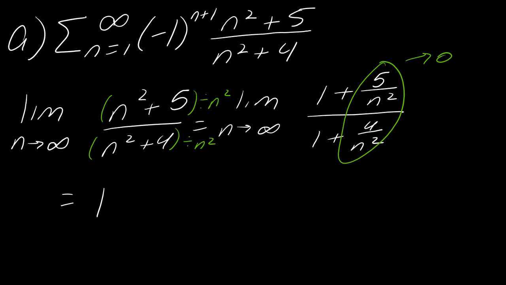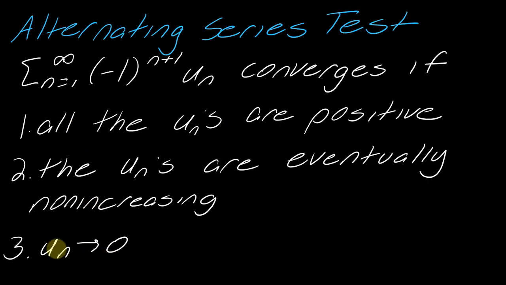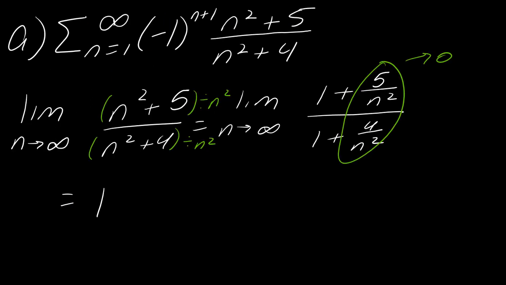And that's actually what this third condition means. This needs to go to 0 as n goes to infinity. So the sequence does not go to 0, it goes to 1. And so this violates the conditions of the alternating series test.